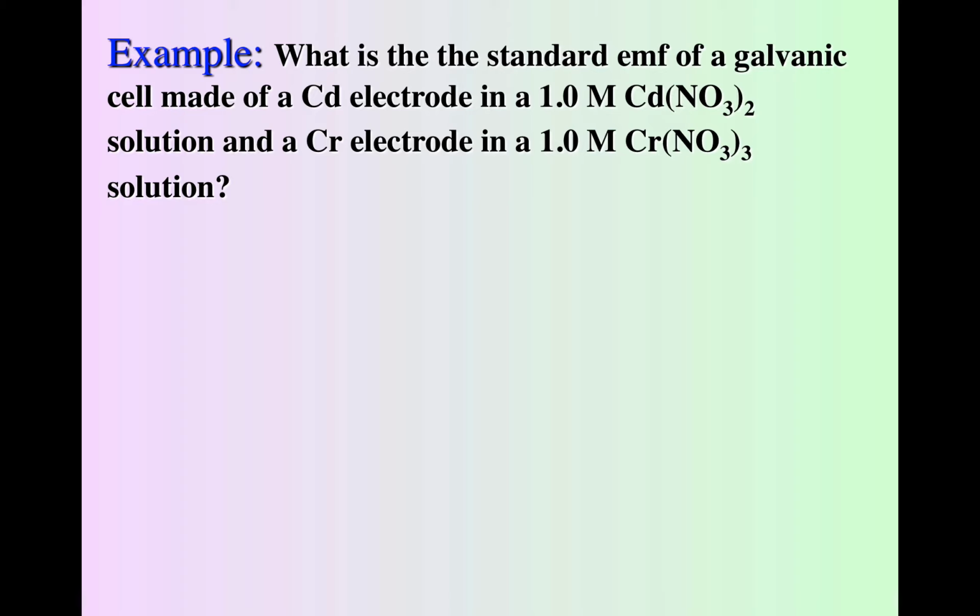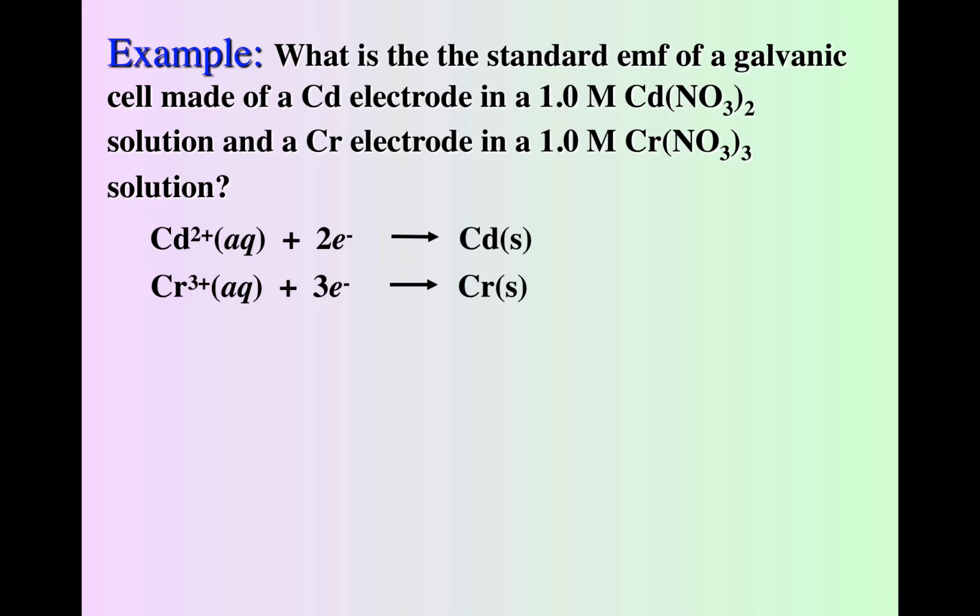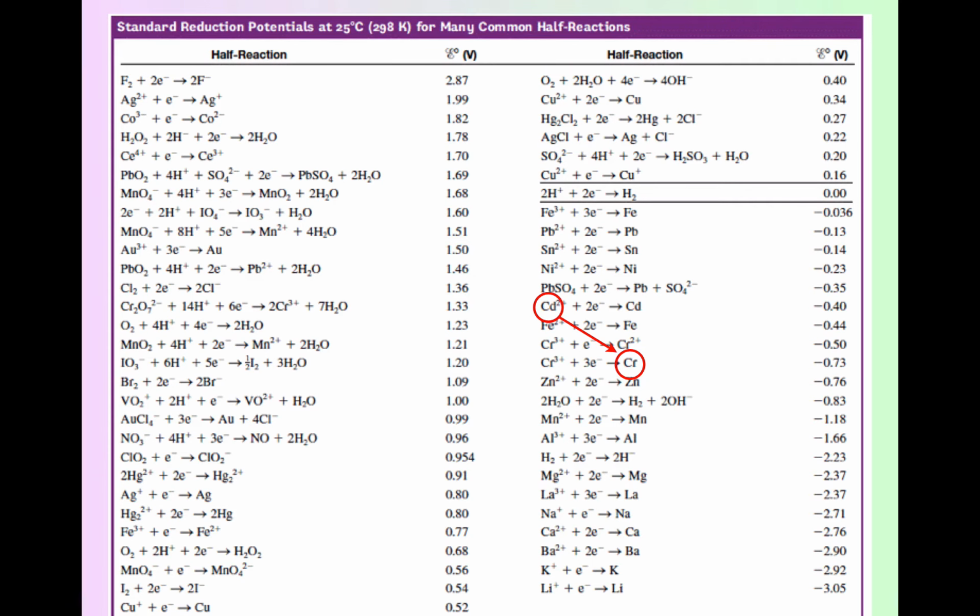So what is the standard voltage for the galvanic cell made between cadmium, right, in a 1 molar concentration of cadmium 2 plus, and chromium in a 1 molar solution of chromium 3 nitrate? So here are the two reduction potentials, all right? So cadmium taking electrons, chromium taking electrons. When I look them up on the chart, yes, cadmium is a better oxidizing agent than chromium, so this will be a spontaneous reaction. Cadmium will take electrons away from chromium.